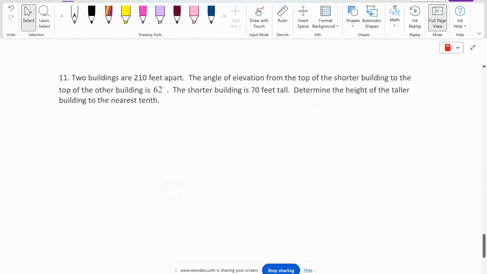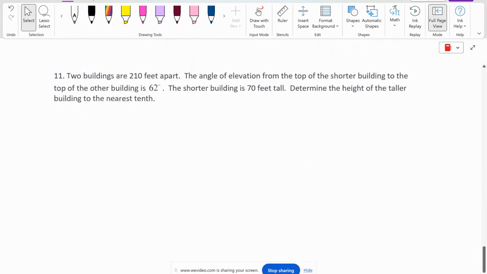I wasn't even paying attention. Two buildings are 250 feet apart. The angle of elevation to the top, but you don't have an angle of depression. Oh no, there is no angle of depression. I'm lying. Oh yes, perfect. You both did it perfectly. I thought this was a different kind of problem.